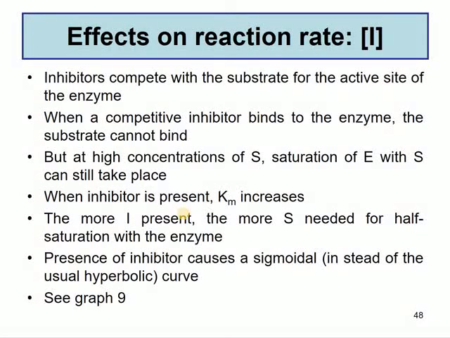So the presence of this inhibitor actually causes what we call a sigmoidal instead of a hyperbolic curve. So see the graph that I just showed you now.